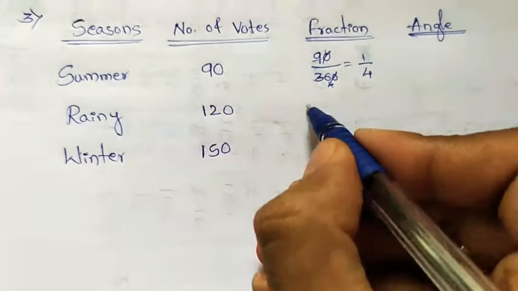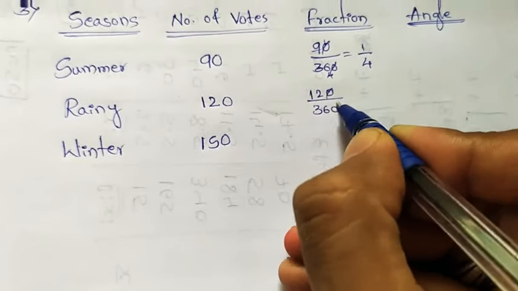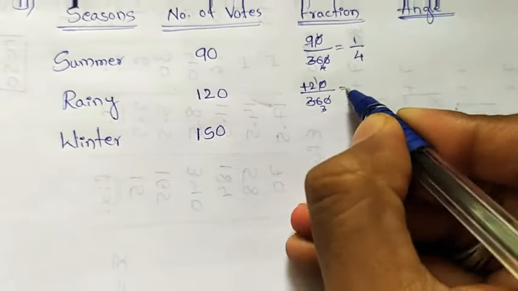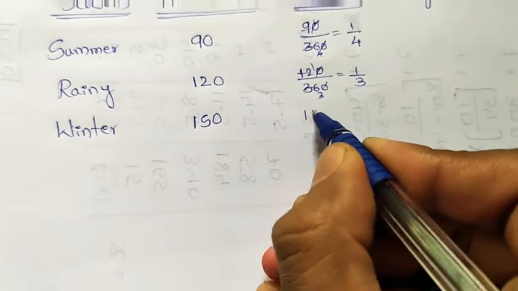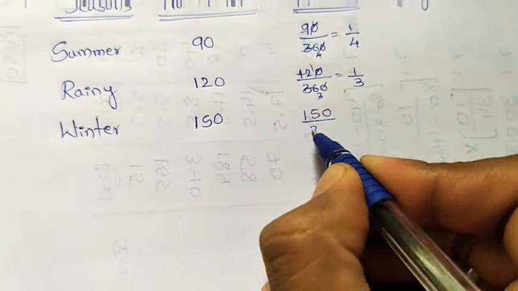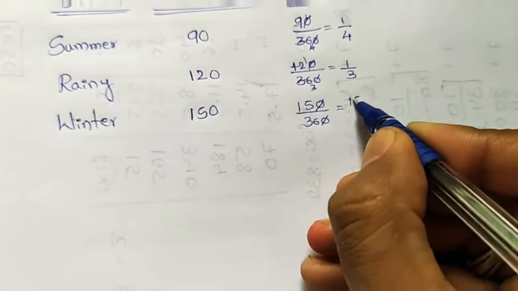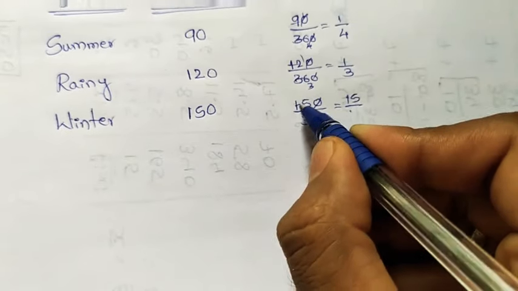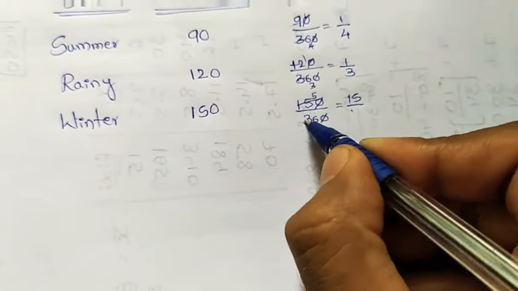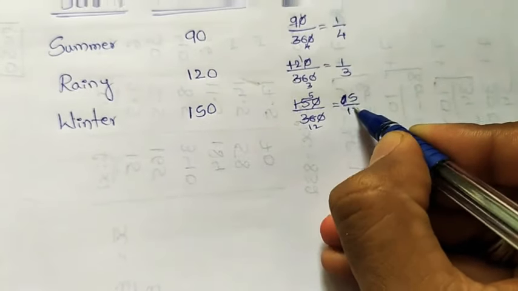Next, 120 out of what? 360. So 1 threes are 3. So it will be 1 by 3. And 150 out of what? Out of 360. So 0 0 get cancelled. So 15 by 36. So you can cancel it by 5. 3 5s are 15, 3 12s are 36. So it will be 5 by 12.